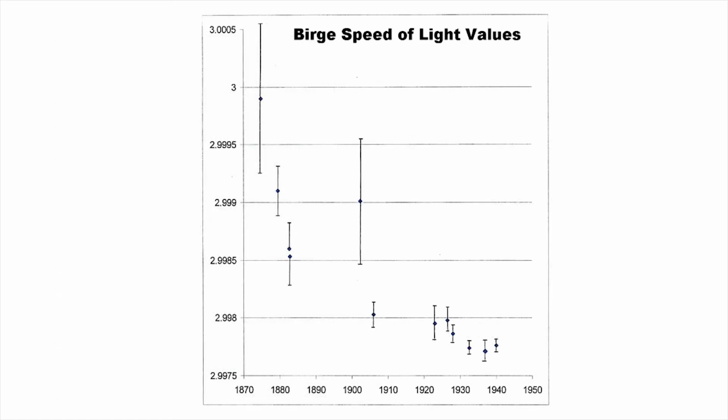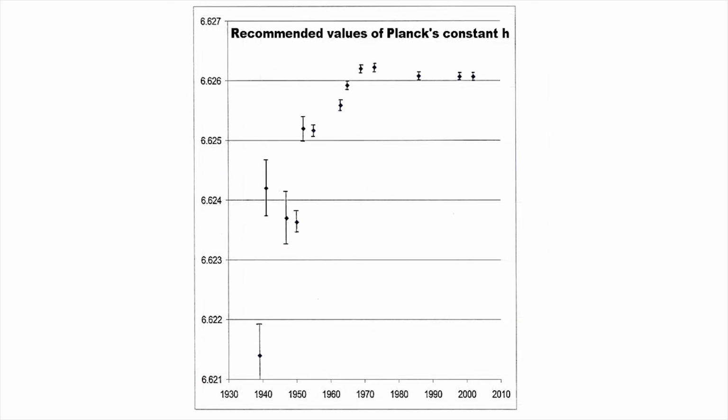This graph displays Birge's own recommended values for the speed of light. Even though Birge did not believe that any change in the speed of light was possible, he had to acknowledge that the data revealed a decline in the measured value. There is another constant measured as changing at the same time, something known as Planck's constant, designated by the letter h. This was changing in the opposite direction.